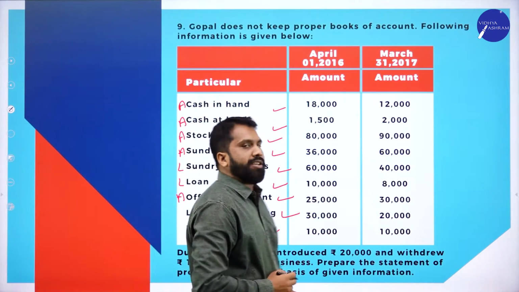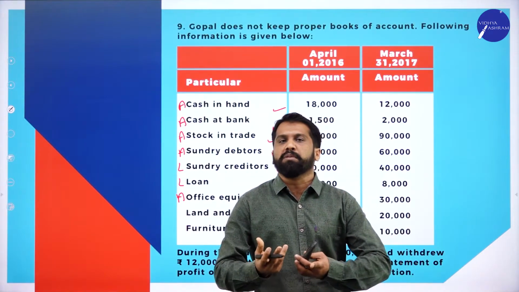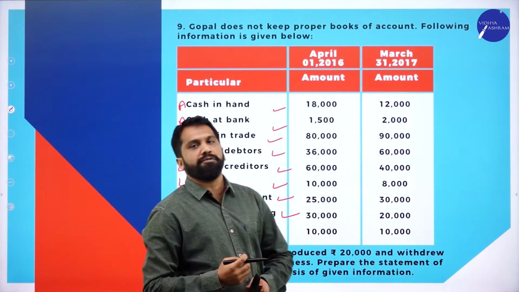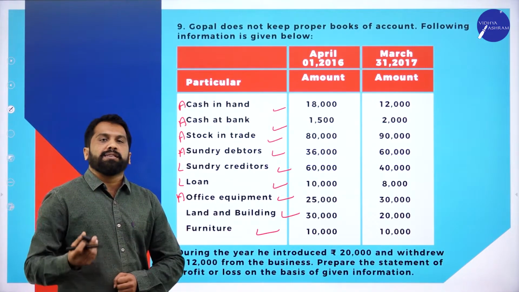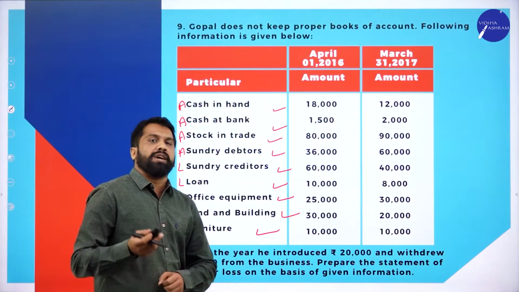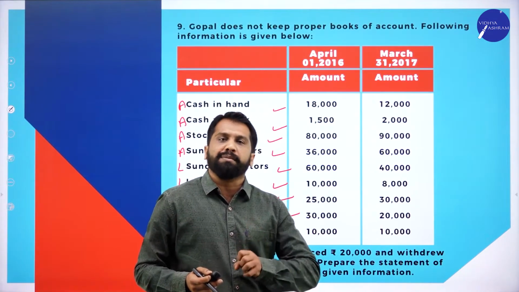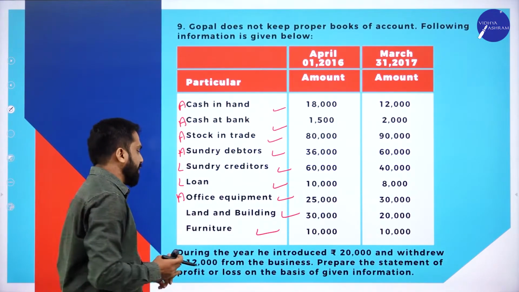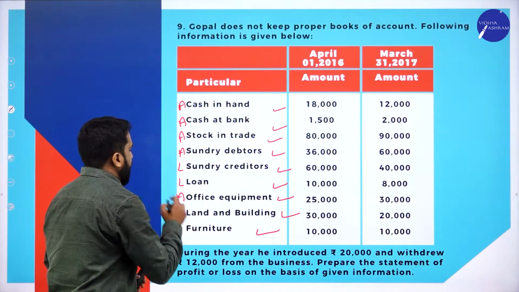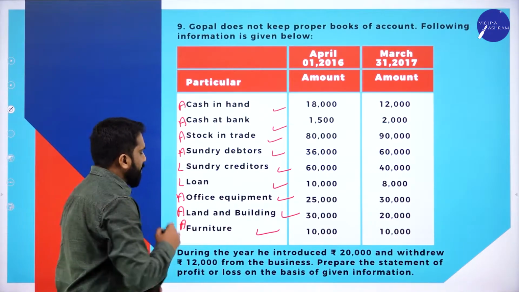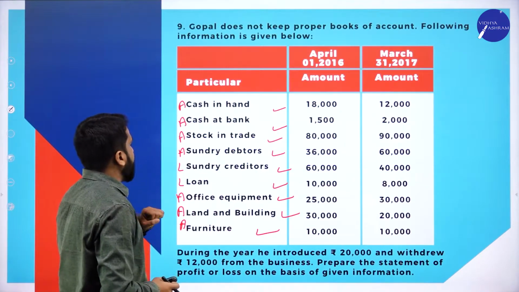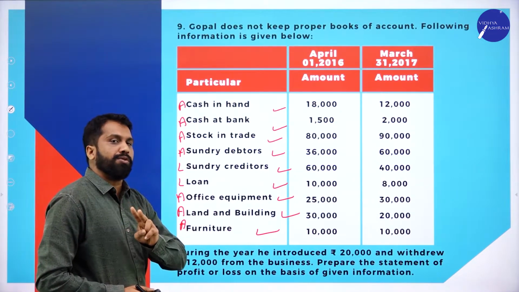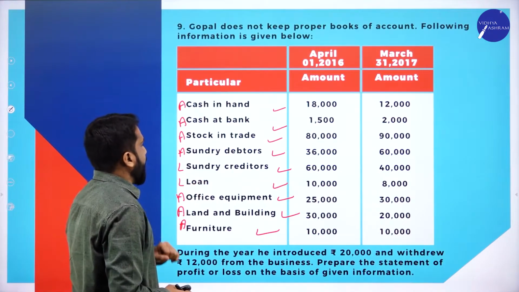What is office equipment? Small machineries, we call them office equipment, like your printer, your photocopy machine, or a scanning machine. All come under office equipment. Land and building, asset. Furniture also, asset. So these are the assets we have. Do we have liabilities? Yes, you have only two: creditors and loans.